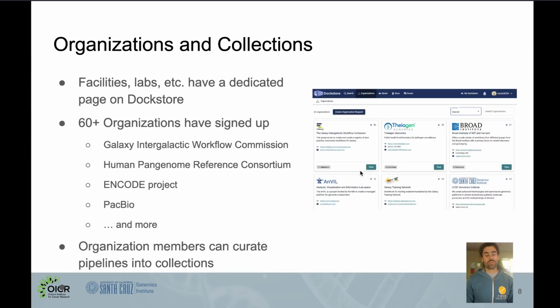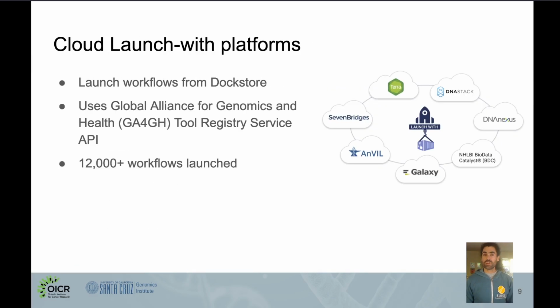Once you've found a workflow that you want to use, you can use Dockstore to launch that workflow into any one of our cloud launch-with partners. This feature allows you to import workflows from Dockstore to workspaces within services like Terra, Galaxy, or DNAstack. And this system uses the Global Alliance for Genomics and Health Tool Registry Service API to be as interoperable as possible. To date, over 12,000 workflows have been launched this way.